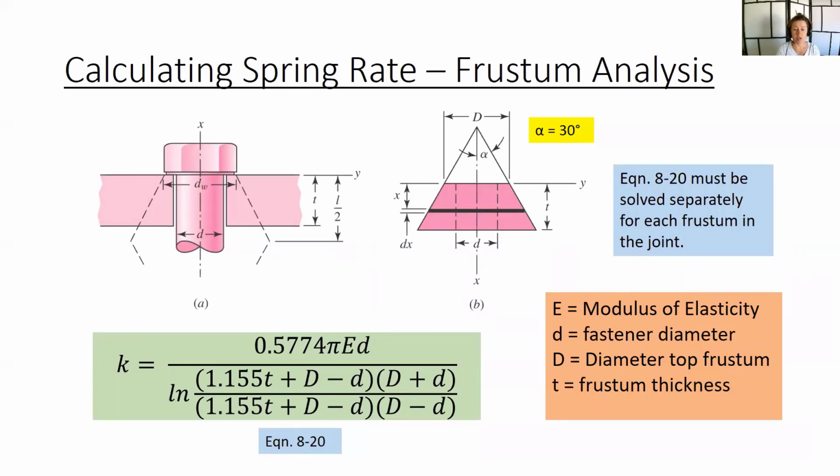All right, so back to what I was saying. Calculating the spring rate of the materials is a bit of a process. It requires a frustum analysis. The main equation is shown in the green box here, and it's equation 8.20. It has 4 different inputs: the material's modulus of elasticity, the fastener major diameter, the diameter of the top frustum, which is the big D, and the frustum thickness, which is little t, also just think of it as the height of the frustum. And then again, little d is the major diameter of the fastener. So equation 8.20 has to be solved separately for each frustum in the joint.